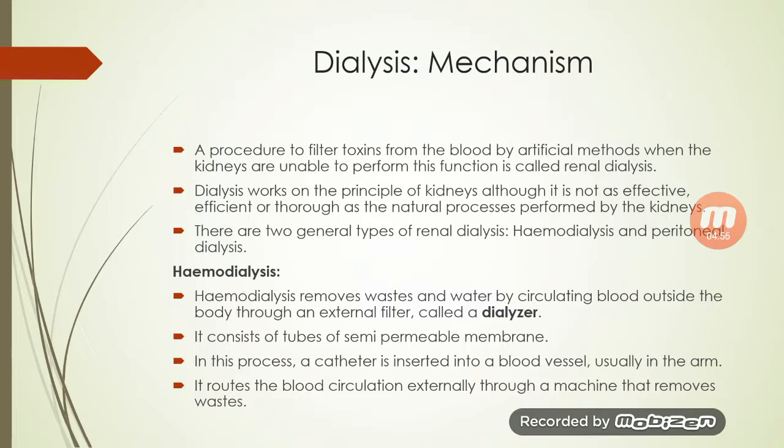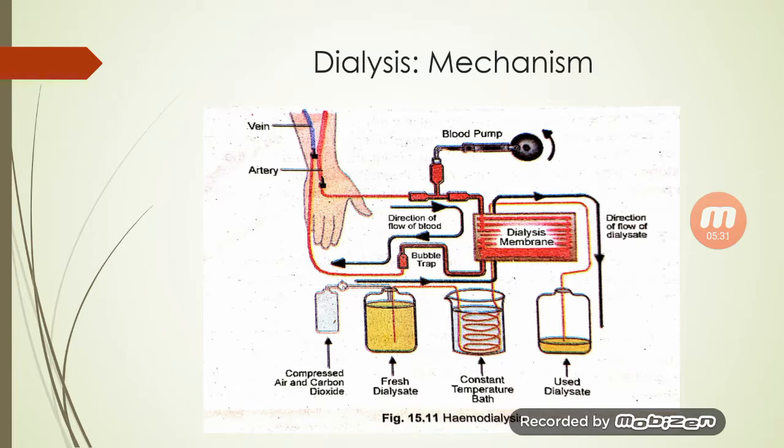Now there are two different types of dialysis. One is hemodialysis and the other is called peritoneal dialysis. Hemodialysis simply means cleaning up of the blood, and in this process, blood is circulated through a machine which is called a dialyzer. In the next slide, you can see the dialyzer and its functioning.